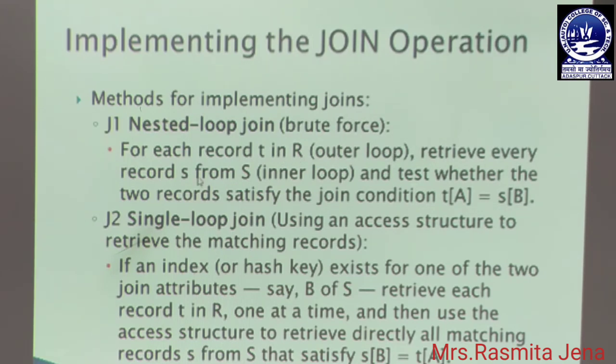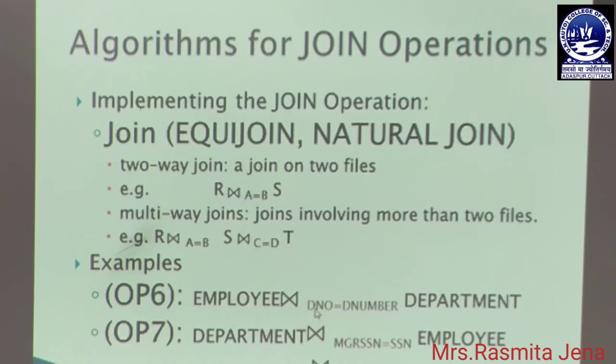Retrieve every record S from S, that is the inner loop. Test whether the two records satisfy the join condition. That means every record of R will be compared with every record of S based on the attributes A and B. If this condition is satisfied, for example if DNO matches with D number, then we retrieve the tuple from the employee table as well as the tuple from the department table.